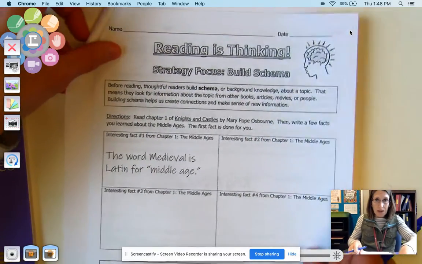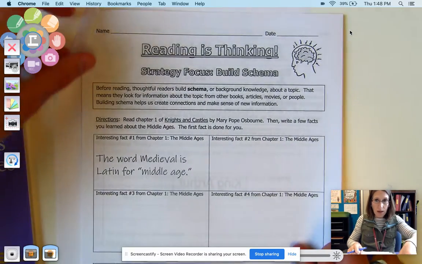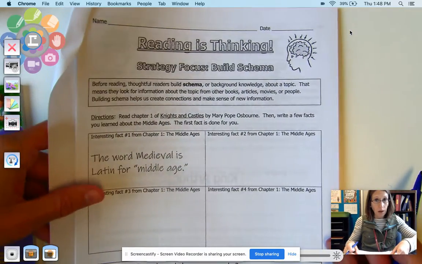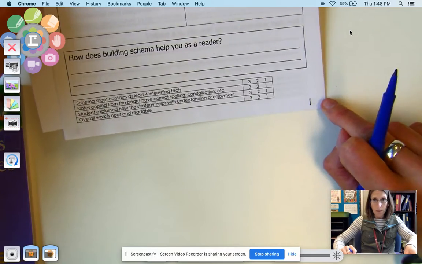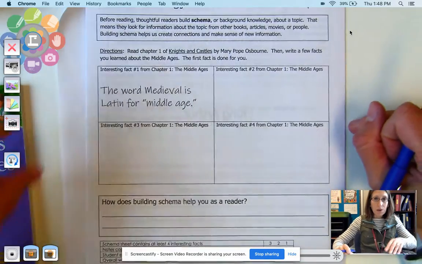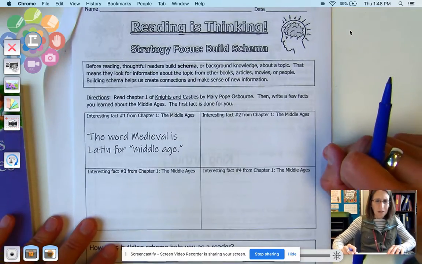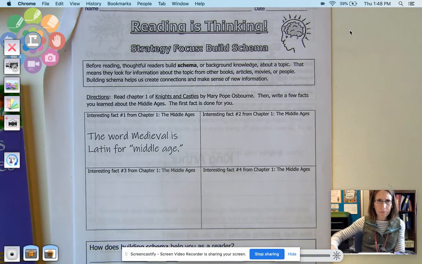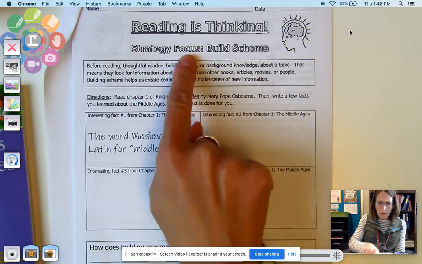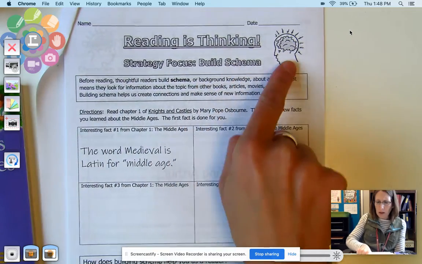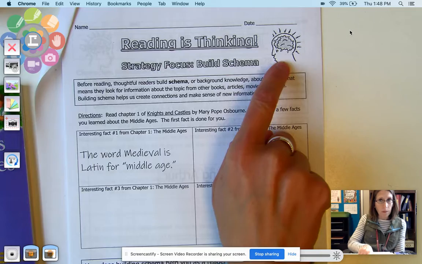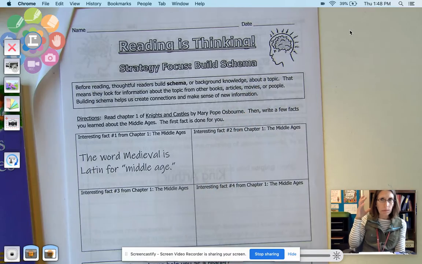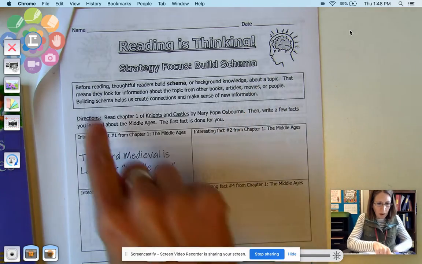And this says reading is thinking. And we know that reading is thinking, don't we? We're looking at page number 1, and on page number 1, it is talking about something called schema. Let's see. Strategy, focus, build schema. And you'll notice there's a picture of a brain, and their brain is like, oh, your brain is working.